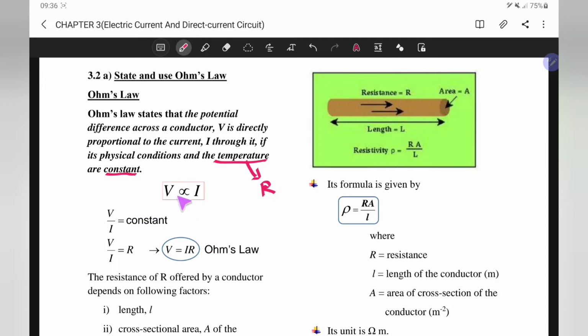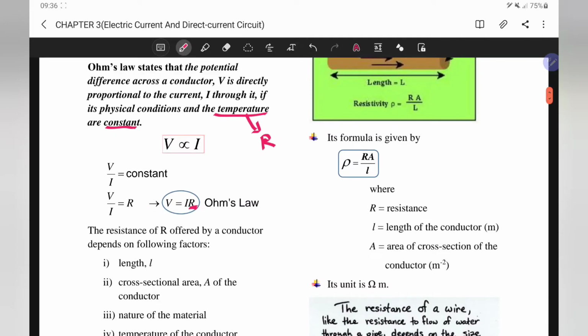Okay, so based on that, V over I equals a constant because V and I are directly proportional, isn't it? So the constant here just equals R. So this is Ohm's law where V equals IR. Okay, so R is the constant. So remember, V and I are directly proportional but at constant resistance. So how do you get constant resistance? At constant temperature, isn't it?